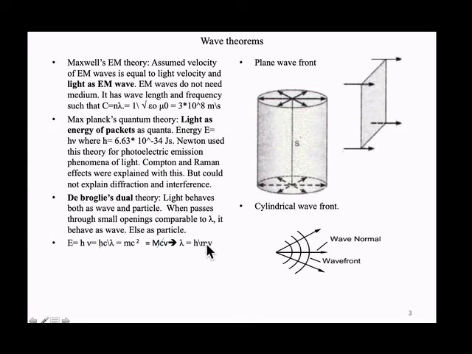So for any momentum, suppose a car is going at 100 kilometers per hour, it has a momentum. But still its lambda is very small, so we cannot feel it. So h by mv is de Broglie's wavelength. Okay, so this is a normal wavefront.